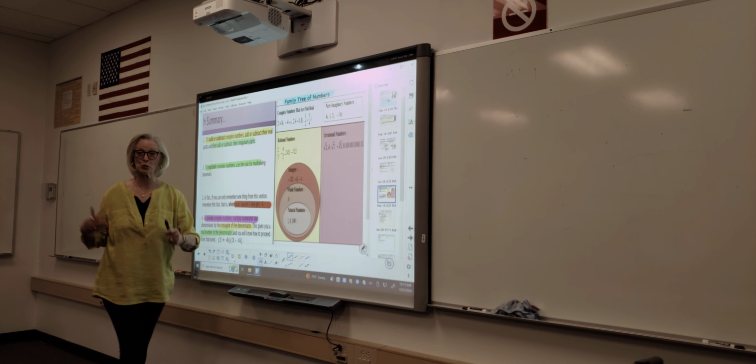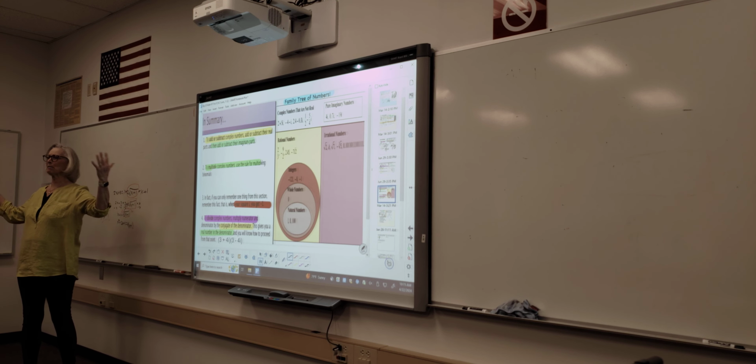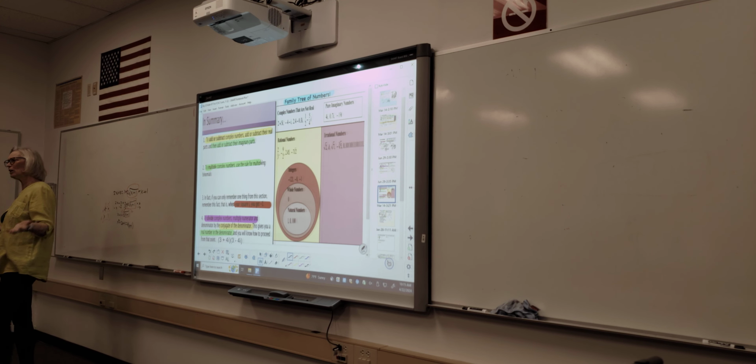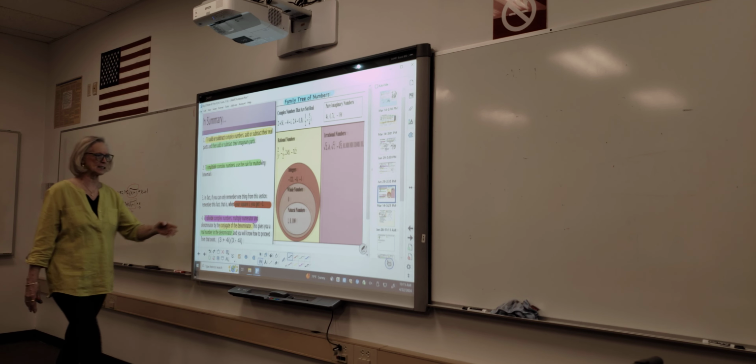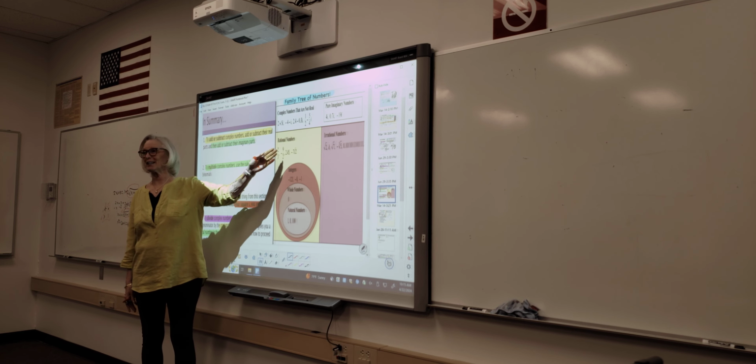Okay, let's review where we've been so far. This is our family tree of all the numbers that we've covered so far this semester. Every one we've covered this semester, we started over here in this red circle, then we went to fractions.